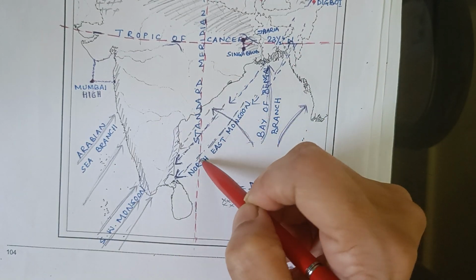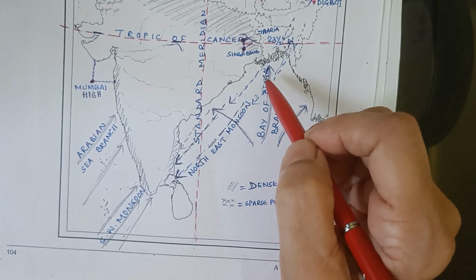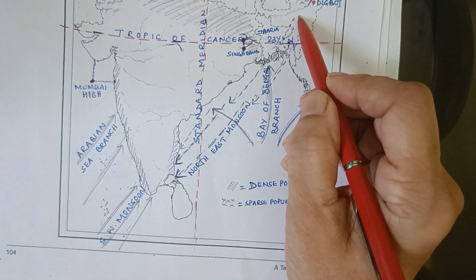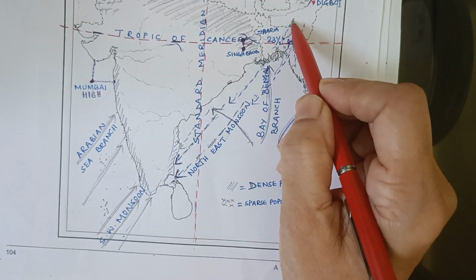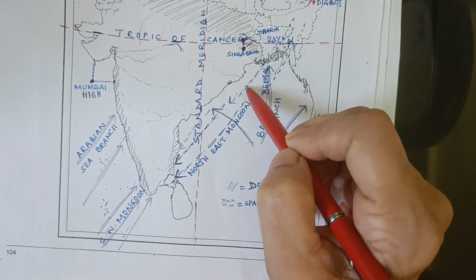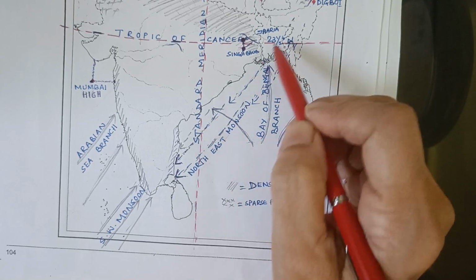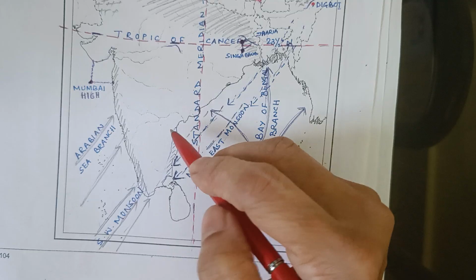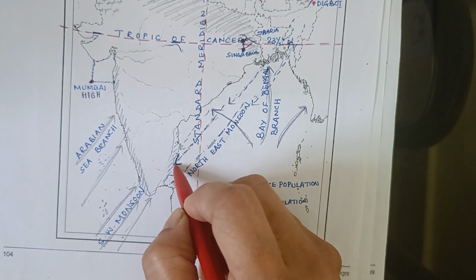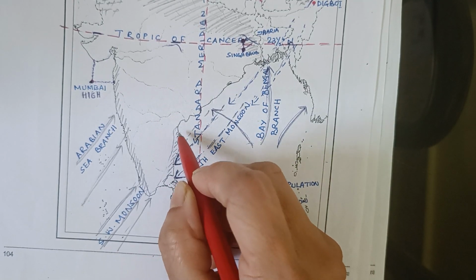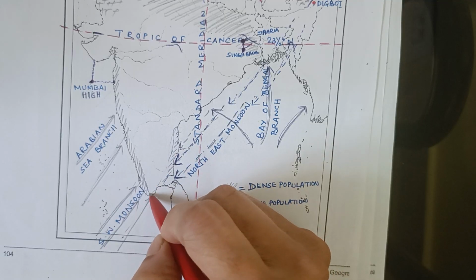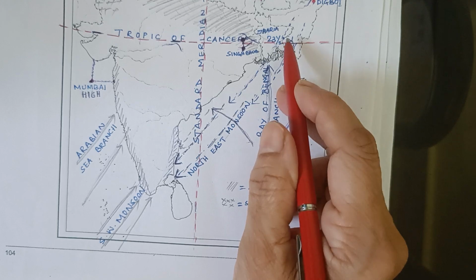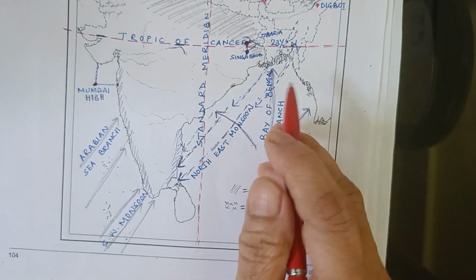Northeast monsoon winds are offshore winds, that is, moving from land to the sea. So you draw your arrows moving from land towards the sea, and make sure that it shows that it is hitting the Coromandel coast, because this area gets rainfall in winter from northeast monsoon winds.